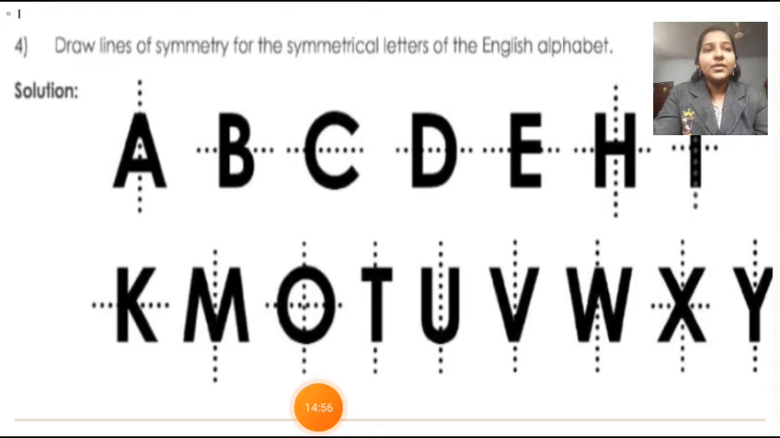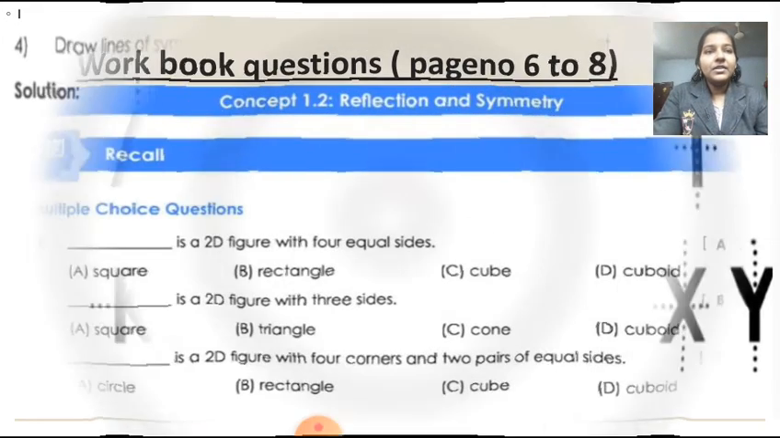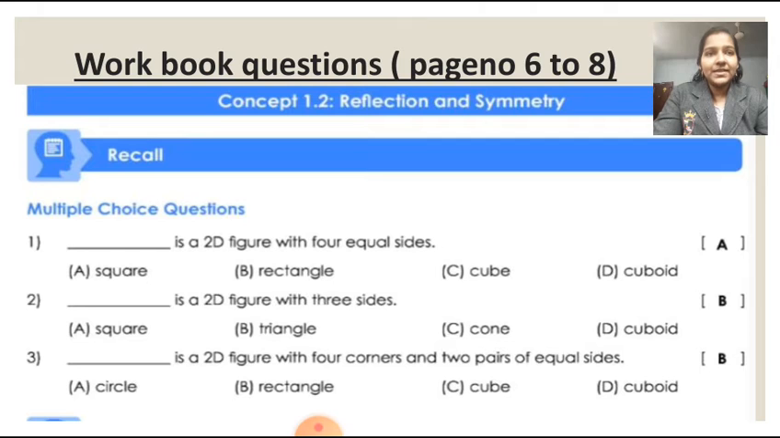So children, we completed the concepts in our textbook now. Now we are moving to our workbook. So workbook questions which are based on reflection and symmetry. So the first question, dash is a 2D figure with 4 equal sides. Which figure has 4 equal sides?